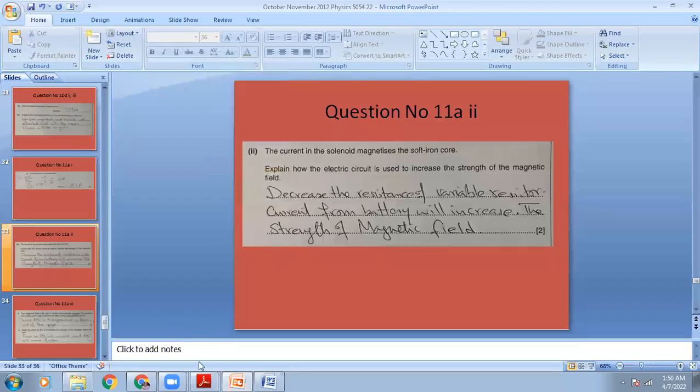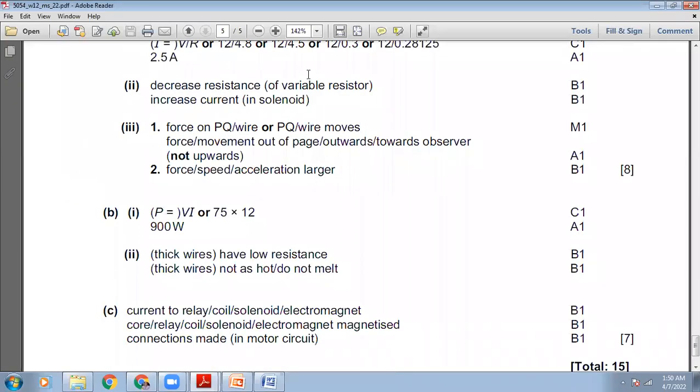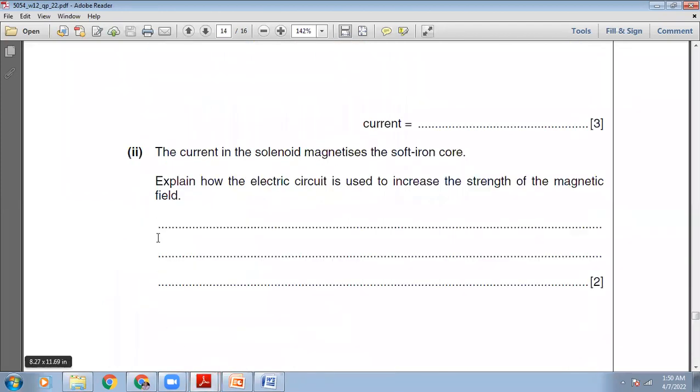So hope you understand. Let's have a look at the marking scheme. He says decrease the resistance of the variable resistor and increase the current in the solenoid. Okay, so let's move to the next part.